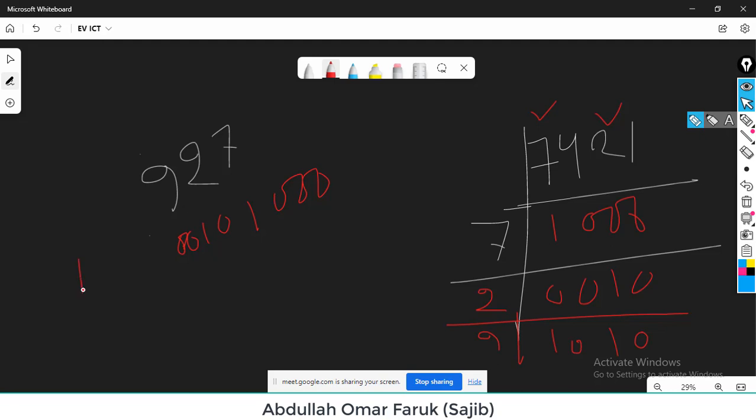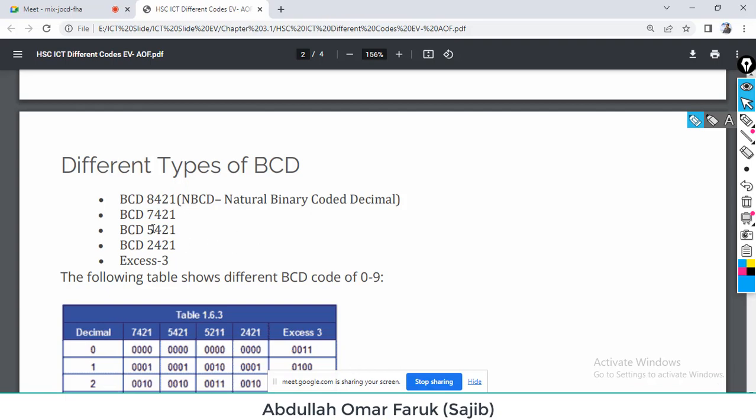Is it clear now, sir? Yes, sir. So this can be in any other format. It can be 7421, 5421. These numbers can be used, but 8421 is the one actually used, and the others are not used. So you do not need to think about the others.